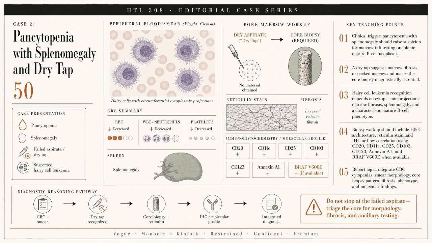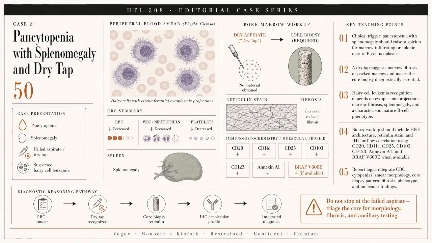These markers help differentiate classic HCL from its variants and other splenic B-cell neoplasms, such as splenic marginal zone lymphoma, which have different clinical courses and treatment implications. Molecular testing, particularly for the BRAF-V600E mutation, is increasingly important, as this mutation is a defining genetic alteration in classic HCL and informs targeted therapy options. From a histotechnology standpoint, ensuring that tissue is well preserved and appropriately triaged is essential to enable these molecular studies.